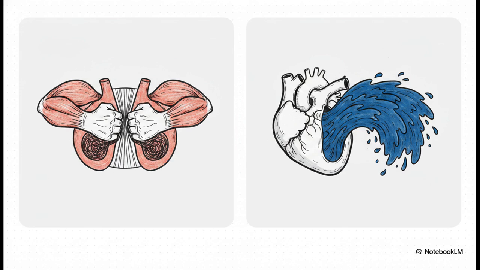On the flip side, when you hear regurgitation, you've got to think volume problem. This is a floppy, leaky door causing backflow. Blood literally drops backward into the previous chamber, filling it with way too much fluid, which creates a huge volume overload. So keep that locked in. Stenosis equals pressure, regurgitation equals volume.